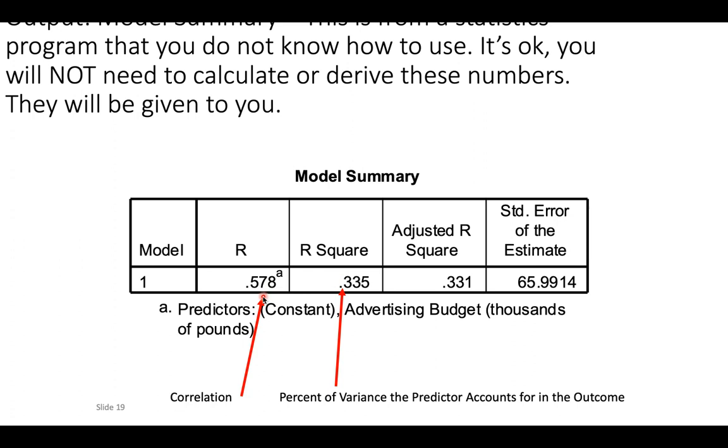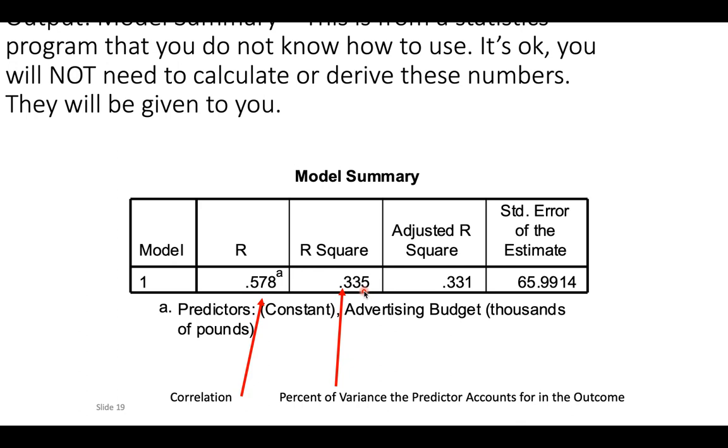So, advertising budget and sales has a pretty high correlation. 0.578. That's something that we would call a large correlation, a strong positive correlation. So the more money we put in advertising budget, the more album sales we get. R squared tells us that advertising budget predicts 33.5, we want to move this twice because it's a percentage, 33.5% of the variance in our outcome, which is album sales.